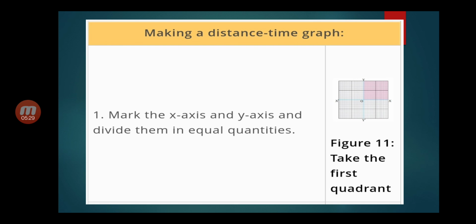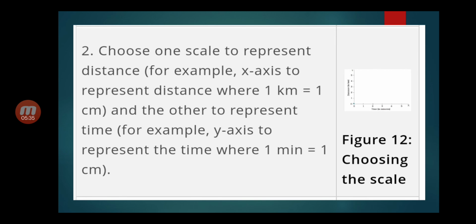Mark the x-axis and y-axis and divide them in equal quantities. Choose one scale to represent distance. For example, x-axis to represent distance where 1 kilometer is equal to 1 centimeter, and the other to represent time. For example, y-axis to represent the time where 1 minute is equal to 1 centimeter.